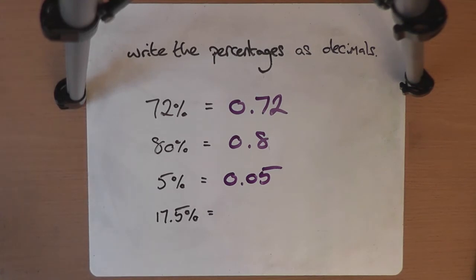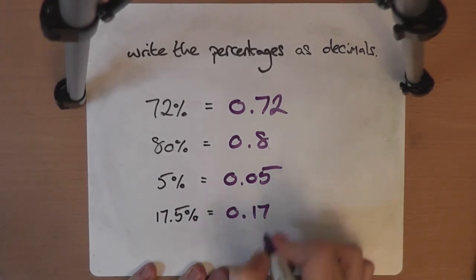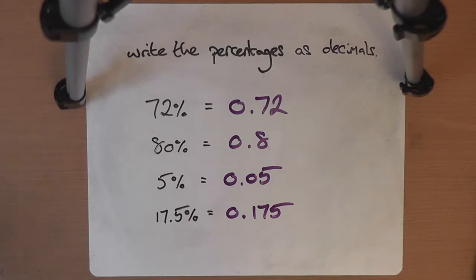And 17.5%, a bit weird because there's a decimal in there, but there's nothing wrong with having a decimal percentage, it's fine. 17.5%, somewhere between 17 and 18%, would in fact be: 17% will be 0.17, the 5 is going to have to go somewhere, so it would be 0.175.